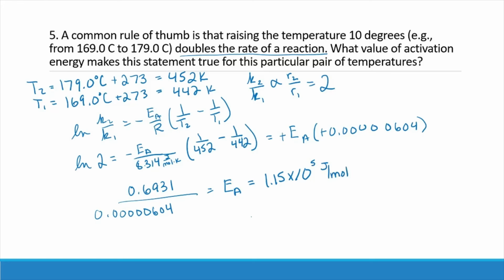But I believe ChemVantage wants our answer in terms of kilojoules. So this then becomes 115 kilojoules per mole, divided by 1,000.